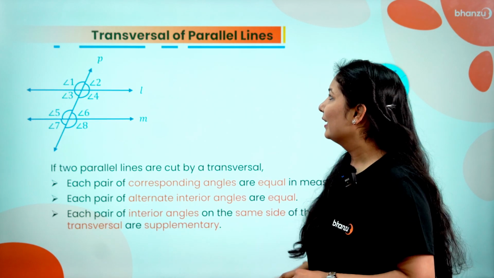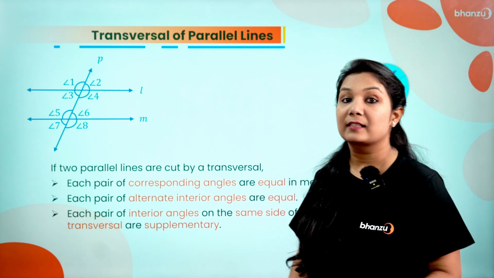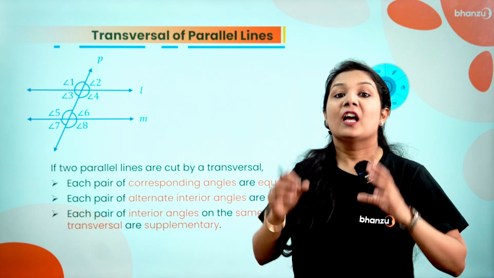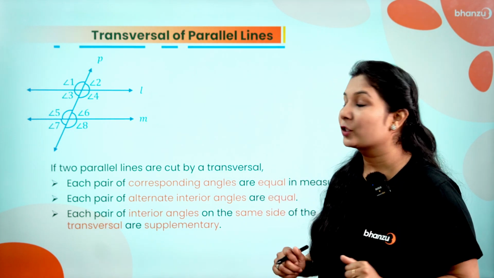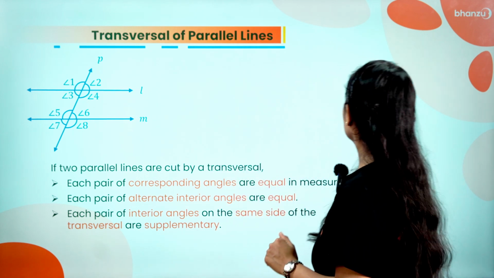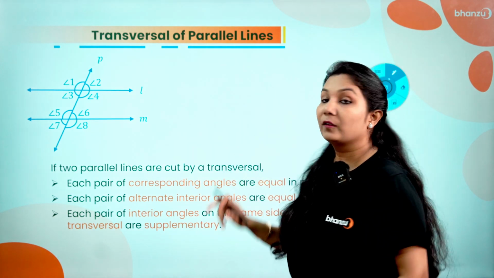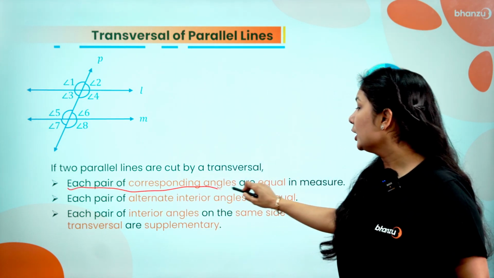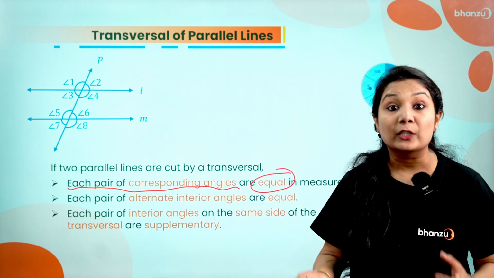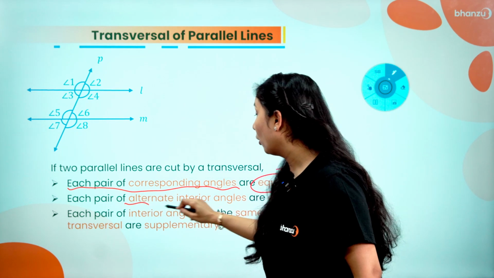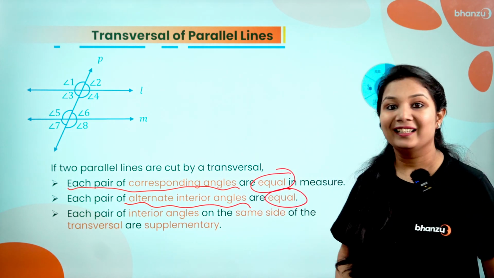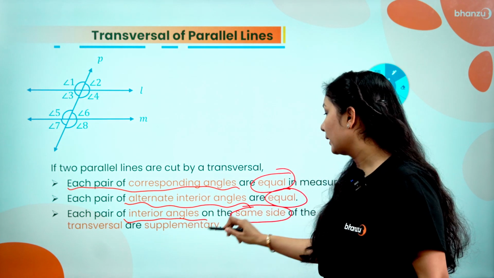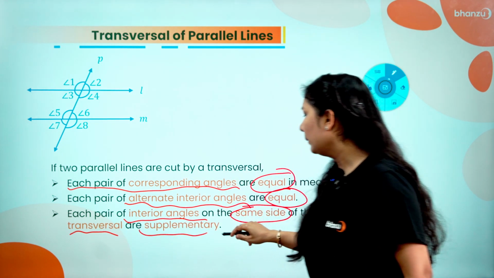Now, let's move ahead and see how we get the angles formed by a transversal for parallel lines. This transversal will form different angles again because it intersects two parallel lines. Whenever it intersects parallel lines, we have a few conditions: each pair of corresponding angles are equal in measure, each pair of alternate interior angles are equal, and each pair of interior angles on the same side of the transversal are supplementary.